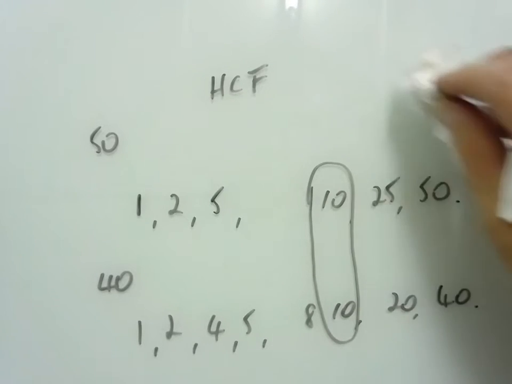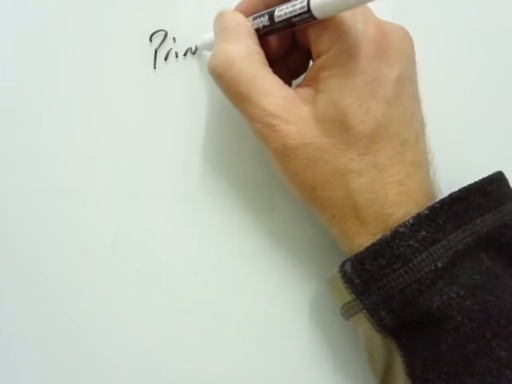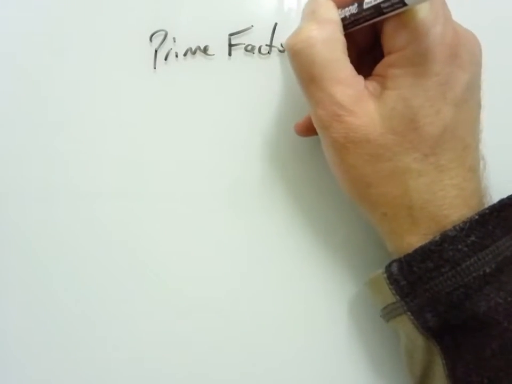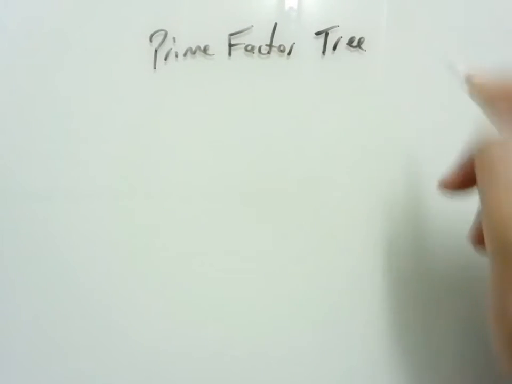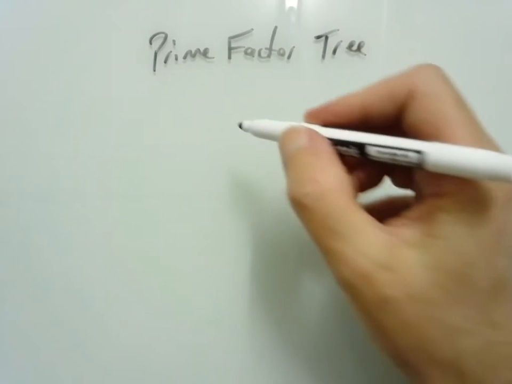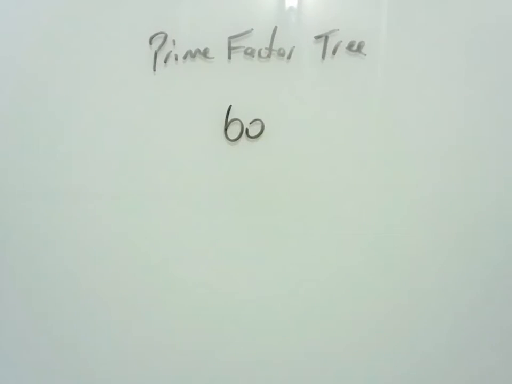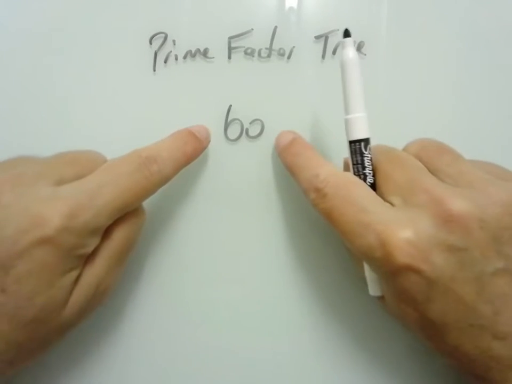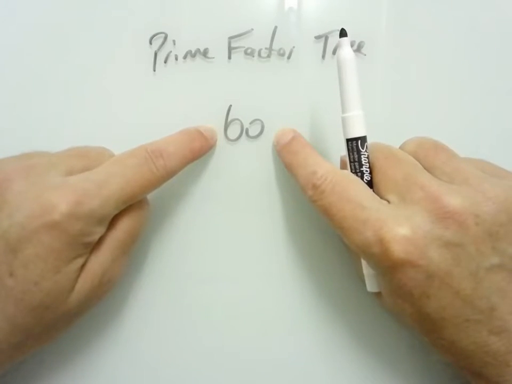One more thing with factorising before you do some practice on the practice sheets. Prime factor tree. Okay, let's think of a number. 60. Hopefully we know what prime numbers are. Prime numbers are divisible by 1 and themselves. So a prime factor tree is working out what prime numbers multiply together to get 60. So you've probably seen this done before.